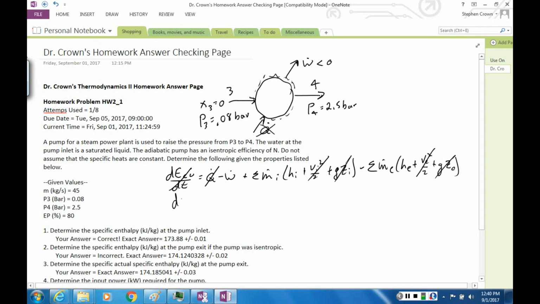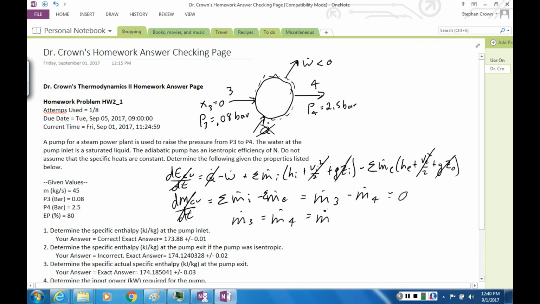let's look at the continuity equation. The rate of change of mass of the control volume as a function of time equals summation m dot i minus summation m dot e. Steady state, so there's no accumulation of mass in the pump. We only have one inlet, so we have m dot 3 minus m dot 4, and the left side of the equation is 0, which means that m dot 3 equals m dot 4, so we can just call that m dot.